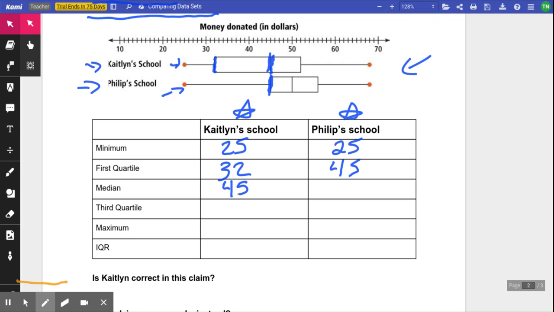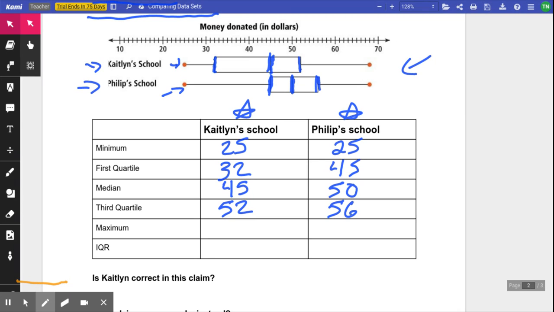And at Phillips School, it looks like it's at 50. That student in the very middle of all 30 students was at 50. We're going to keep going. We have Caitlin's third quartile right here, and it looks like that number is at 51, 52. Then we have Phillips School, which is right here. It looks like we're at about 51, 52, 53, 54, 55. Looks like it's about 56 to me.